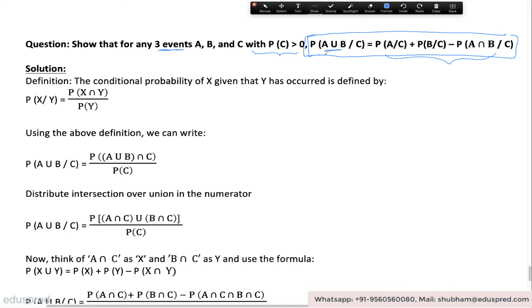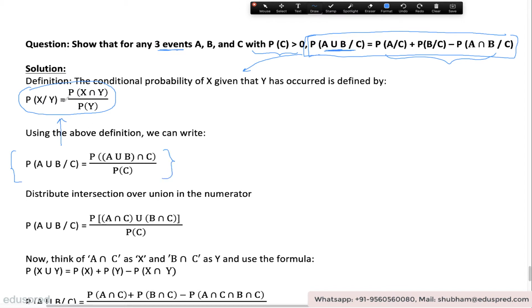So I'm going to start with the left hand side of this expression, that is probability of A union B given C, and I'm going to expand this expression using the formula that we have for conditional probability. So the conditional probability formula is this, right? Probability of X given Y can be written as this. So now I'm going to start with the left hand side. So the left hand side is probability of A union B given C. If I use this formula, then I can write it in this manner.